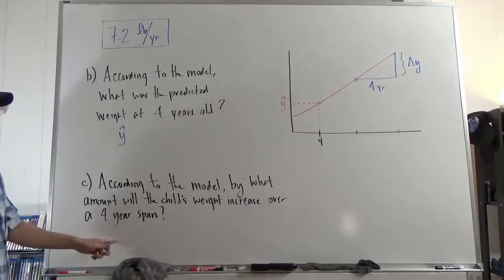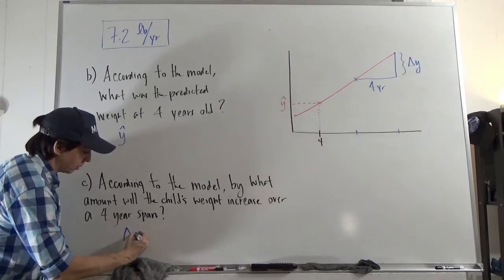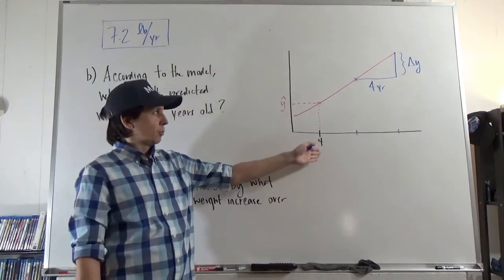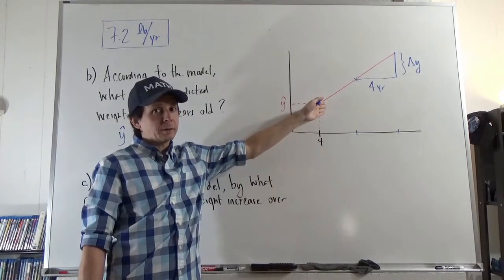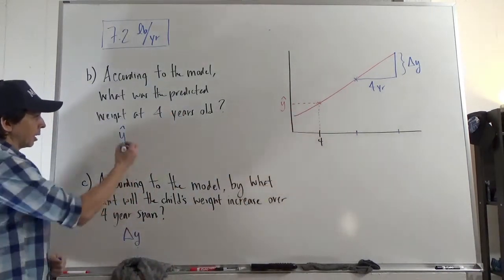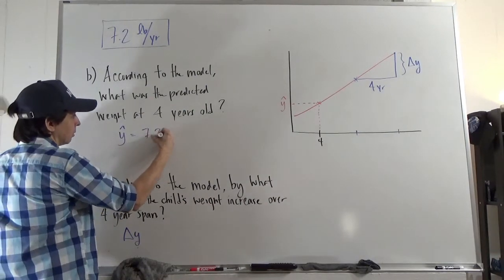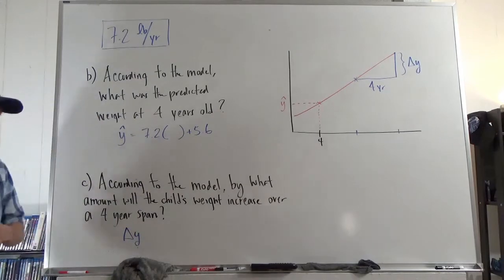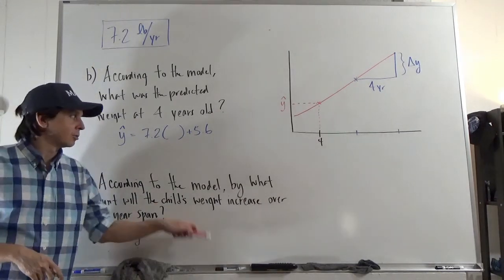And this one we're looking for the change in y. Okay, so now finding y hat, the predicted weight, we've done it several times now, it's just using the model. That gives the predicted weight of a kid at any age x.